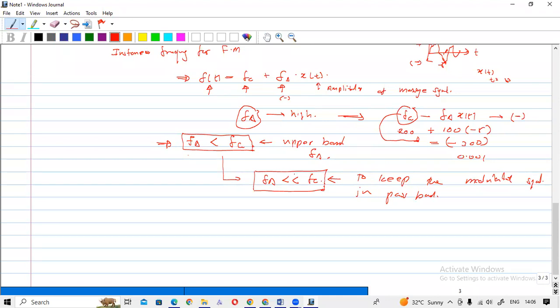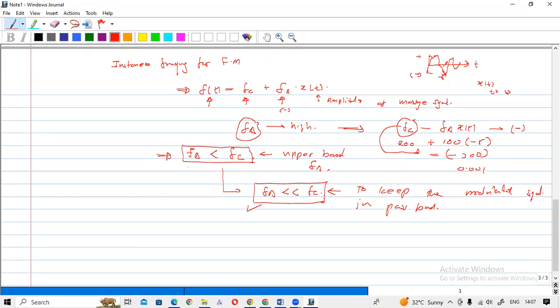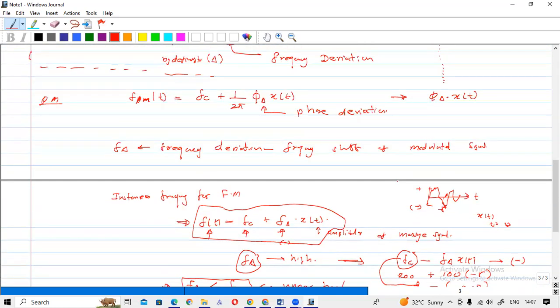So normally F delta should be very much greater than the FC. So here what you have to understand: this is the instantaneous frequency of the frequency modulated signal, and this F delta is the frequency deviation. The frequency deviation should satisfy this upper bound to avoid the minus frequency, and it should be very much lower than the carrier frequency to keep the modulated signal in passband. That understanding is enough.